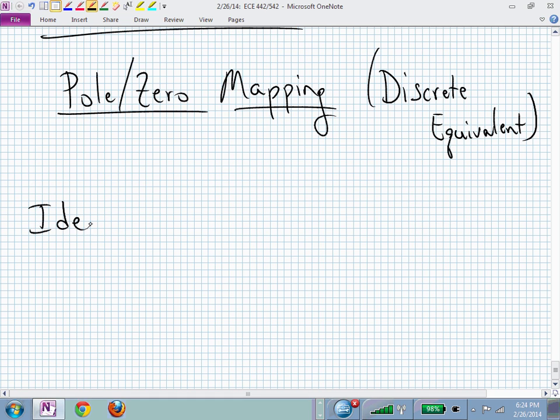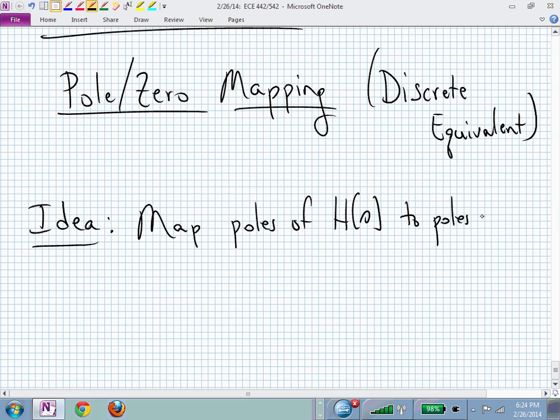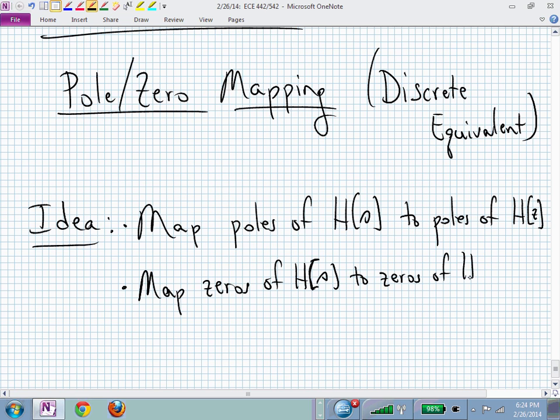That's what we want to do now by matching poles and zeros. So the idea is very clear, I hope. All we do is we map poles in our original Laplace transform transfer function to poles of capital H of Z, and we map zeros of H of S to zeros of H of Z.